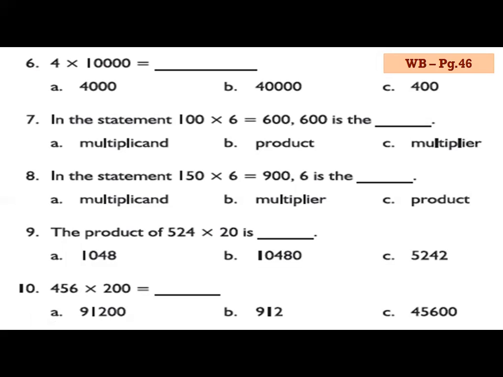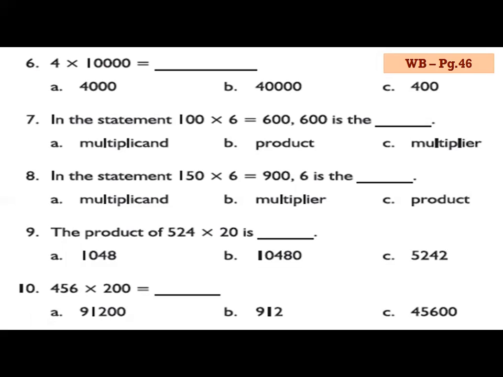Seventh question. In the statement, 100 into 6 is 600. So 600 is the dash. How will you say 600? Whether it is multiplicand, product, or multiplier. Recall the new words and find the answer.